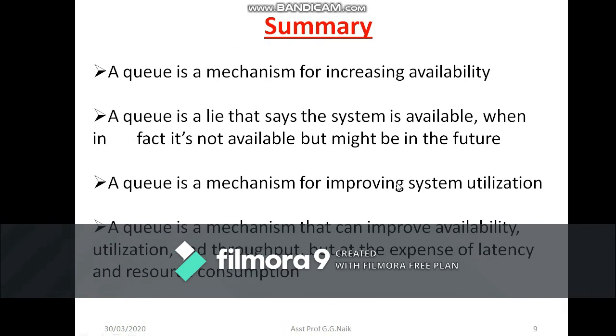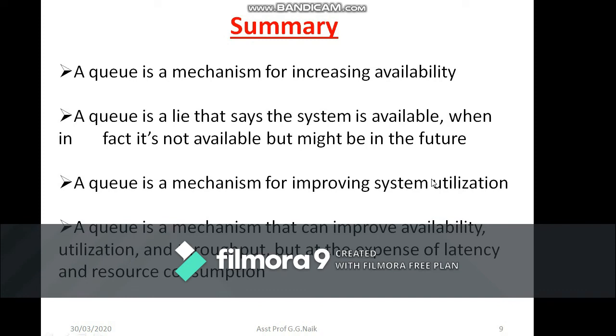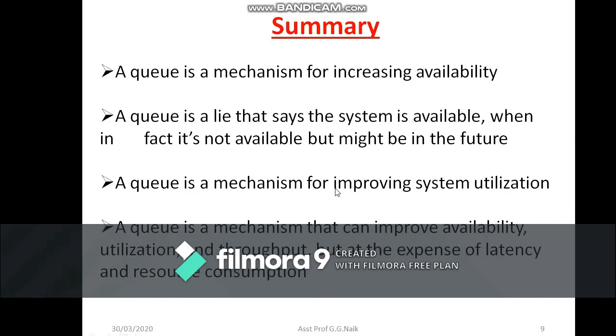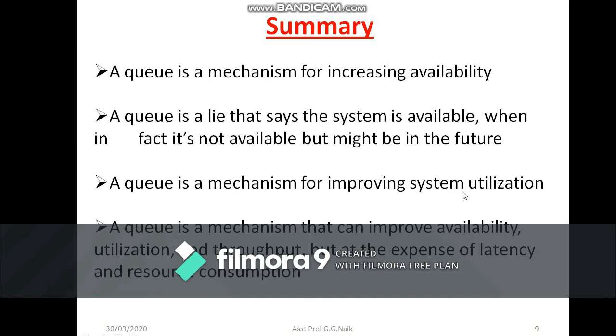The explanation of this line is that whenever there is a queue, the server will work faster to decrease the queue, and that's why we can say that a queue is a mechanism for improving the system utilization. Unless there is a queue, the server will not work efficiently. And if the customers in the queue are very few, the server will relax and work slower, and it cannot improve its utilization. That's why a queue is a mechanism for improving the system utilization.